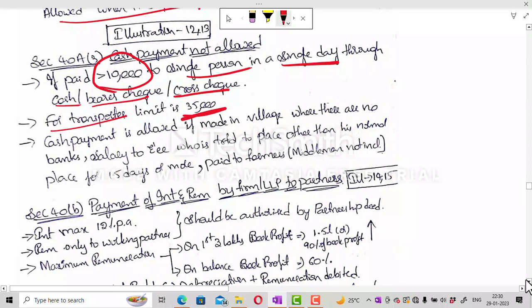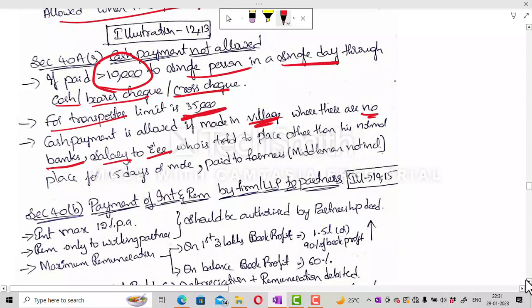But in a few cases, it is allowed, where it is made in a village and there is no banking facility for them, then we can make cash payment of any amount. And salary paid to an employee who is transferred to a place other than the normal place. Their actual duty is not there, but due to some transfer he went there and worked for more than or equal to 15 days. Then we can pay that amount in cash to him.